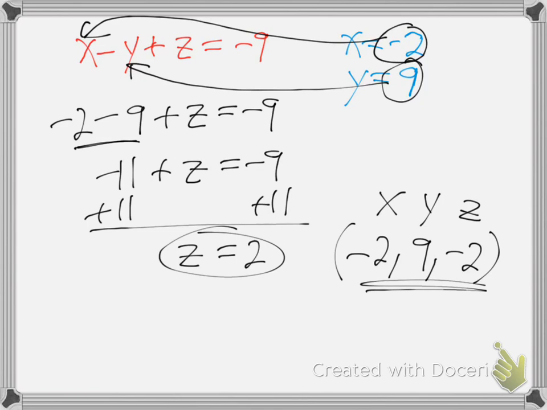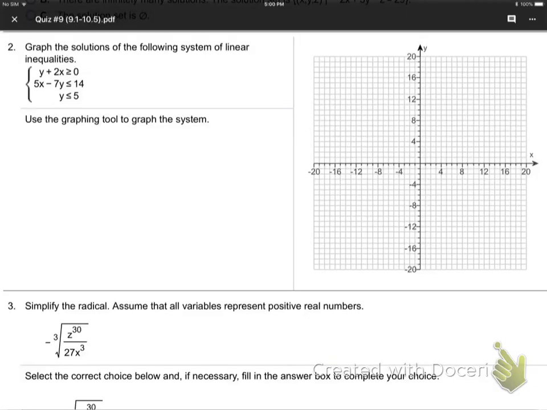We got it. Okay, so now we're supposed to graph. Let me grab this first one. I'm going to get Y alone. I'm going to jump the 2X to the other side. Y greater than or equal to negative 2X. So let's graph that one. There's a plus 0 out there. So you start at 0, right in the middle, right in the origin.